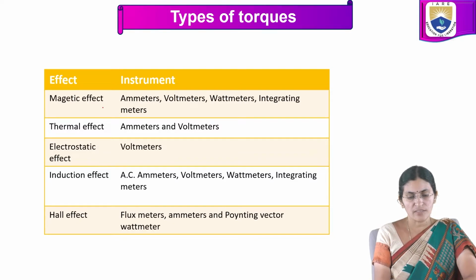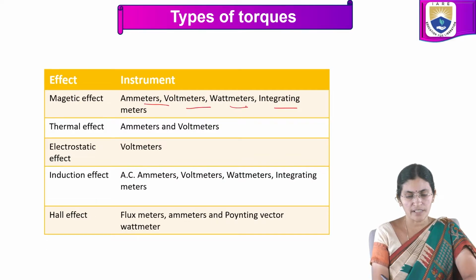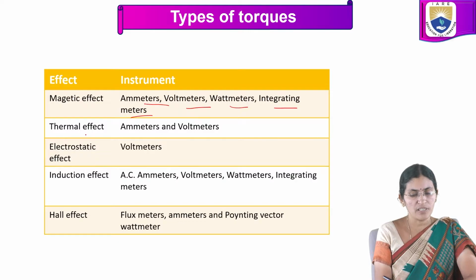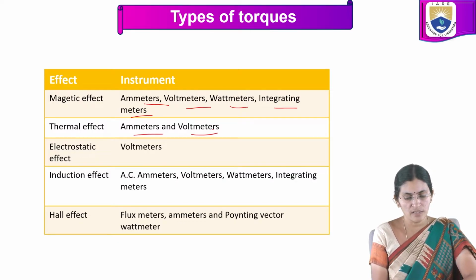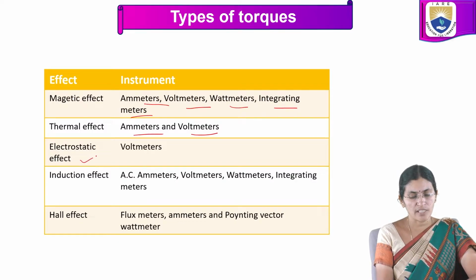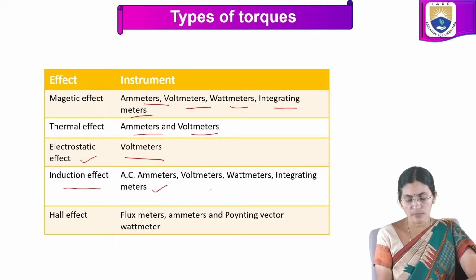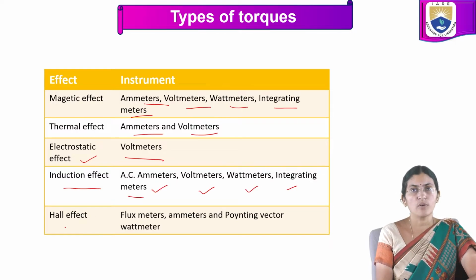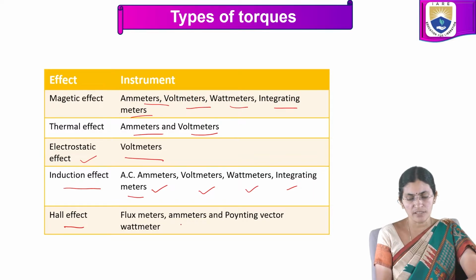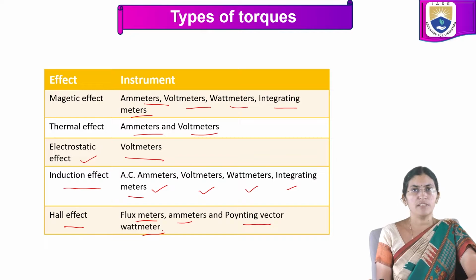So first is magnetic effect. Based on magnetic effect, we have ammeters, voltmeters, wattmeters, and integrating meters. Based on thermal effect, we have ammeters and voltmeters. Based on electrostatic effect, we have only voltmeters. For induction effect, we have AC ammeters, voltmeters, wattmeters, and integrating meters. For Hall effect, we have ammeters, flux meters, and then pointing vector wattmeter.